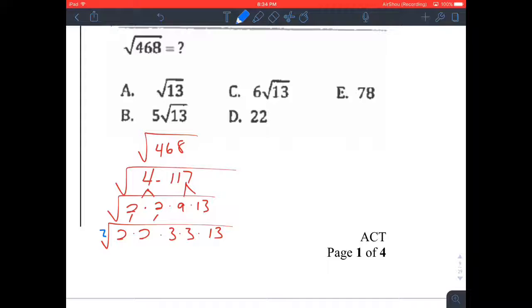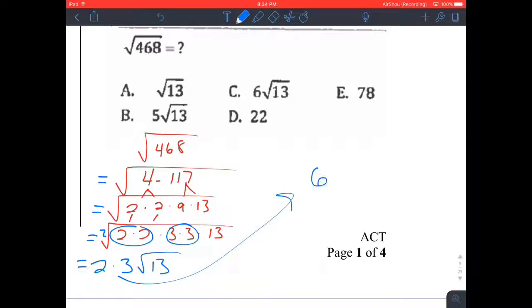So we have a pair of 2's, we have a pair of 3's. For every pair, you put one number on the outside of the radical. So we have a 2 and we have a 3. Anything that is uncircled stays on the inside of the radical. That's 13. 2 times 3 is 6. So when you get to the end, any numbers that you have on the outside, you multiply together. Any numbers left on the inside, you multiply together. So you end up with 6 square roots of 13, which is this right here.